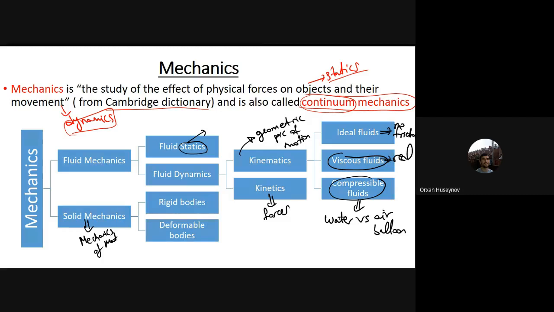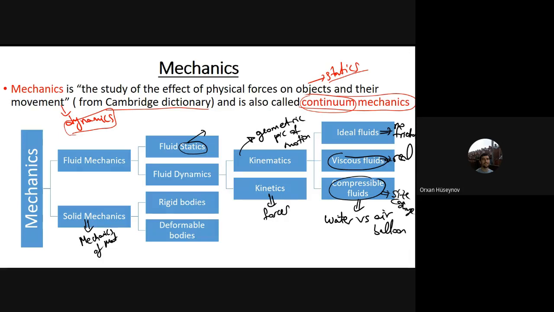If you have a bottle of water, you cannot change the size of the water inside that bottle. It will be constant. But for the air balloon, you can change the size of the air balloon, and then you will have the compression. In other words, when we say compressible, it means that size can change.